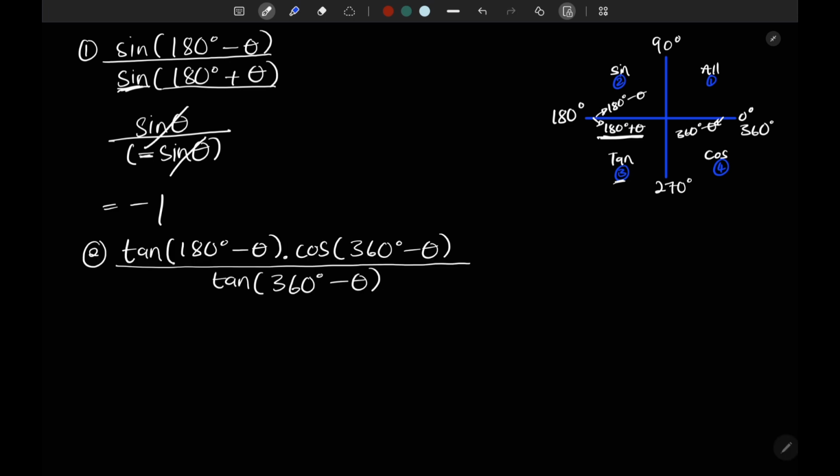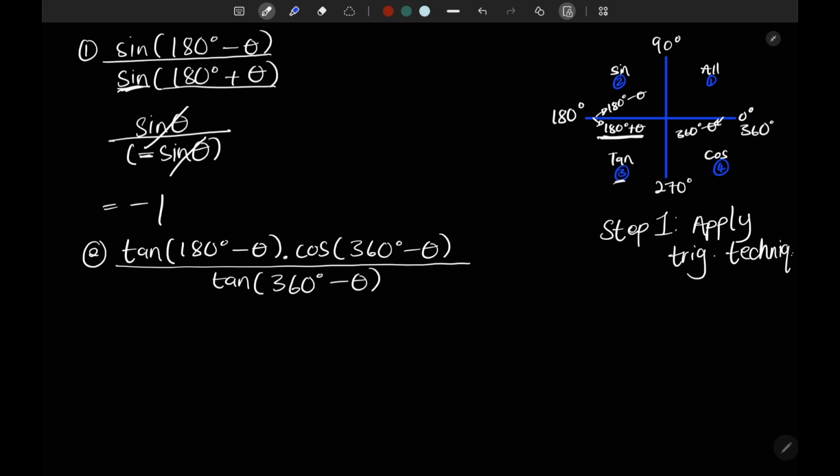Second example: tan of 180 degrees minus theta multiplied by cos of 360 degrees minus theta, all over tan of 360 degrees minus theta. Now the first step would be to apply your trigonometric technique. I'll write down the steps for you so that it's easier for you to revise, and I hope that after you're done with this lesson, you'll try different examples that are featured in your textbook. So step 1, apply trig technique. What is the trig technique that we are dealing with in this video?